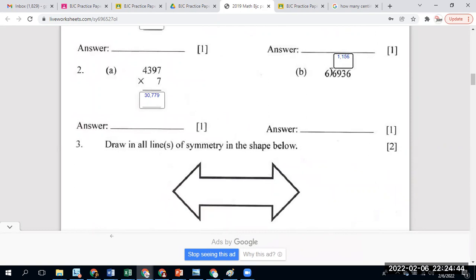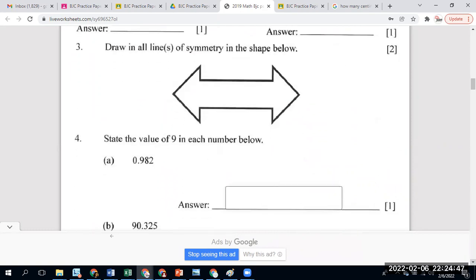I'll clear that. Okay. The value of the 9 in each number. In this first number, the 9 is in the tenths. The first place value position behind the decimal point is your tenths, the second is your hundredths, and the third is your thousandths. So it's asking for the value of the 9. So this is 9/10.